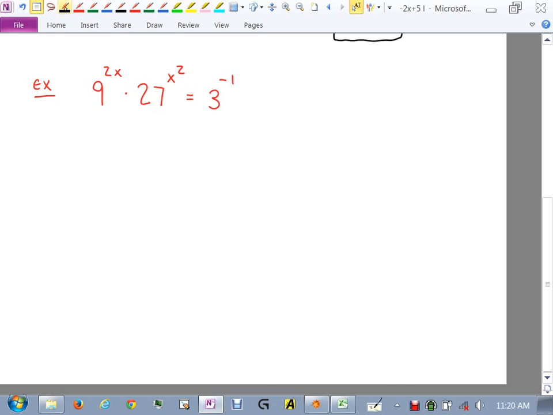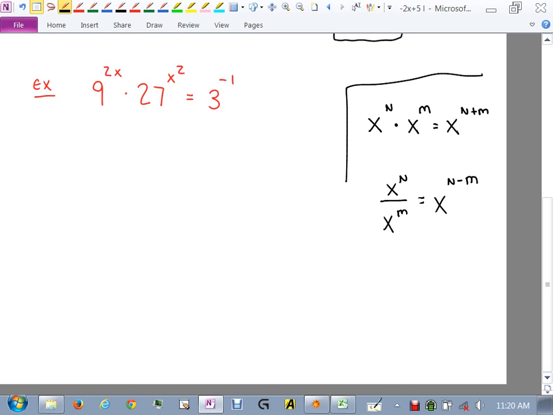What I'm referring to is, again, another property of exponents. If you have x to the n times x to the m, this is when you add the two exponents. And while I'm talking about properties, if you have division, that's when you subtract them. Just a side note, two different properties there. So I cannot put these two together because they don't have the same base, do they?